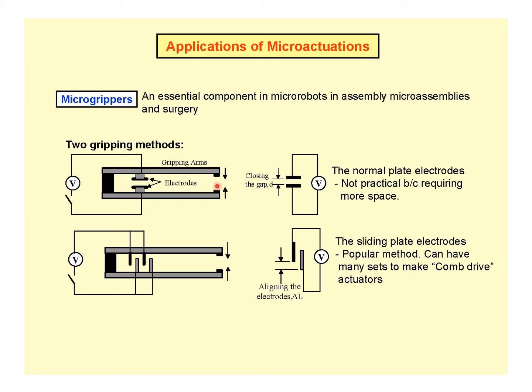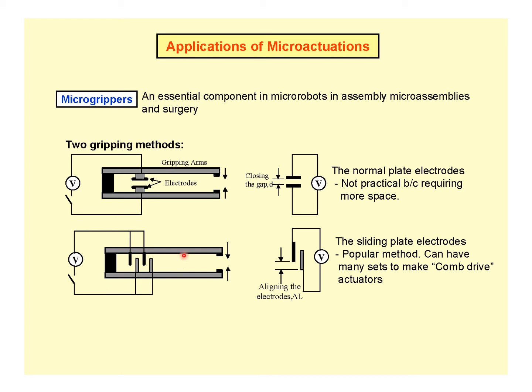In order to grip with the arms, we need to provide a voltage source here. When you apply a voltage here, then these electrodes will be energized. Then there will be EMF generation. Because of the EMF generation, these gripping arms will get energized. If they are energized, then these two will get closed. That is, the gap between the electrodes will get closed. Because of that, the object in between will be gripped. When you release the voltage, the gripping arm will be released, and then the object will be released.